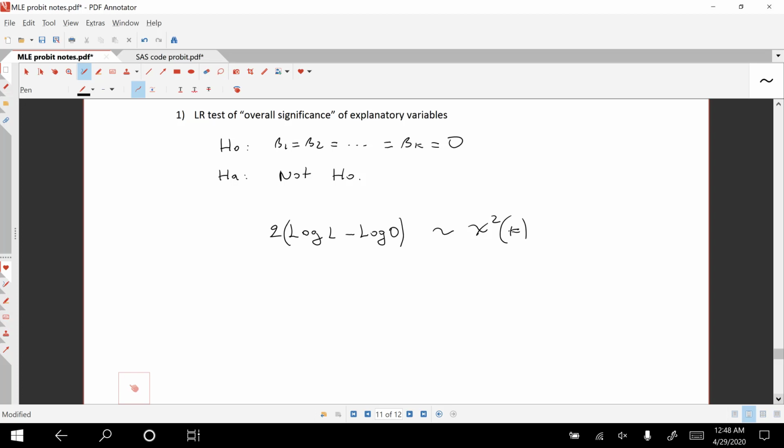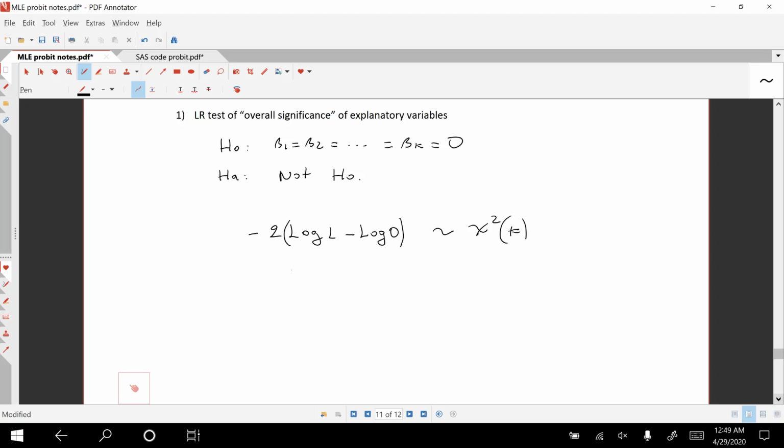So, if you reject that null hypothesis, then that means that the model is useful for prediction. If you fail to reject the null hypothesis, basically that means that none of the explanatory variables are good predictors. And I'll have to go back to this expression here, but I don't remember. So, we will double check.